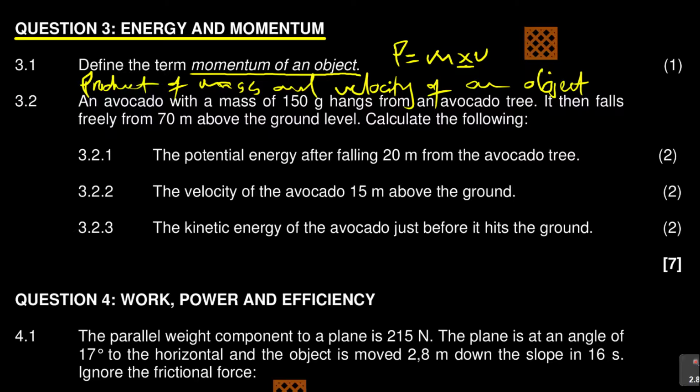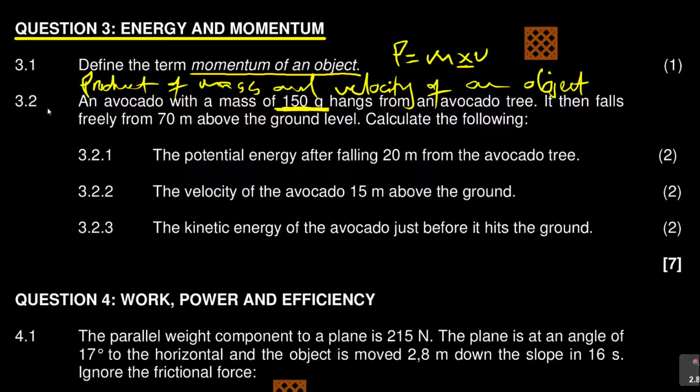Okay, now 3.2 says an avocado with a mass of 150 grams. Be careful of such. When we're looking at mass, the mass is in kilograms, so you need to convert that. An avocado with a mass of 150 grams hangs from an avocado tree. It then falls freely from 70 meters above the ground level. Calculate the following. Let me read this again with clarity.